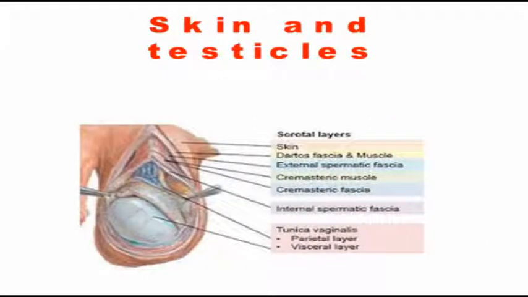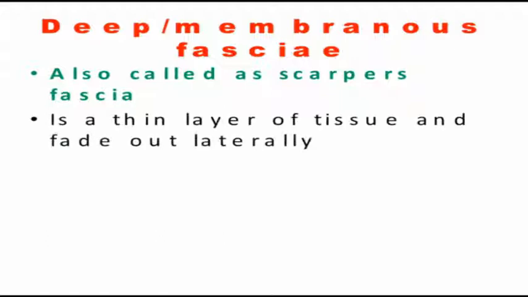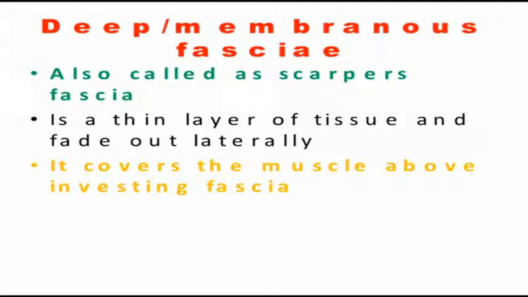The upper one is the skin. When the fascia enters into the scrotum area, then it is the skin, and below the skin there is the fascia, which is called Dartos fascia, and a muscle. Then we have the external spermatic fascia, the cremaster muscle, the cremasteric fascia, the internal spermatic fascia, and the tunica vaginalis, which has 2 layers, the parietal and the visceral layer. Then we will talk about the deep membranous fascia, which is also called Scarpa's fascia. It is basically a thin layer of tissue which fades out laterally. It covers the muscle above the investing fascia.